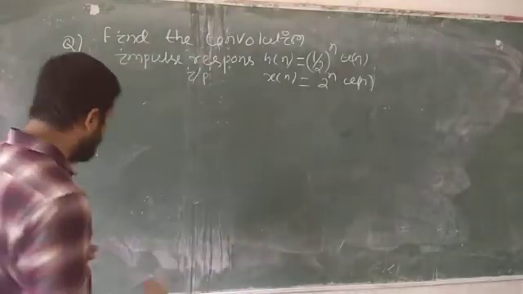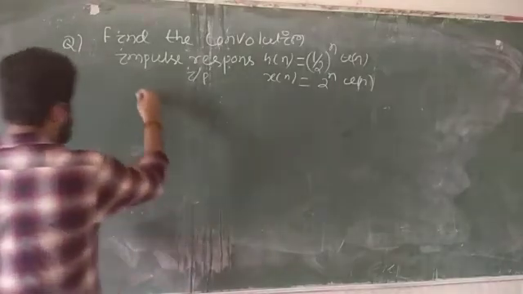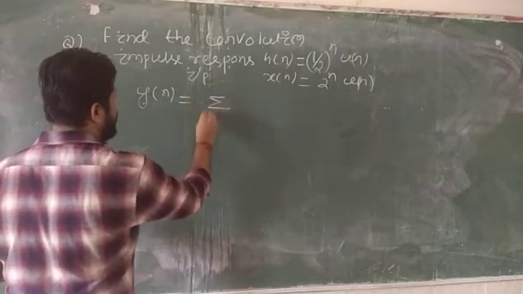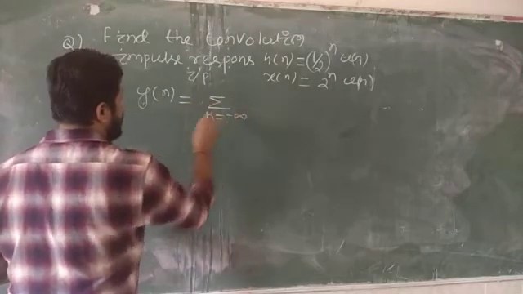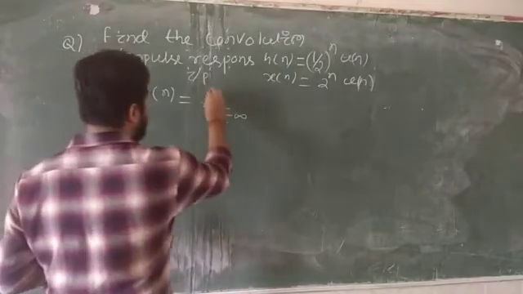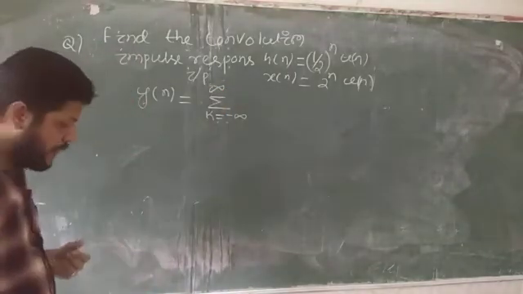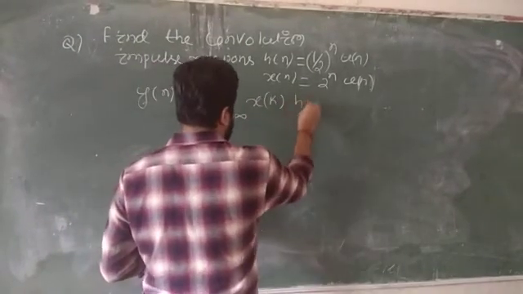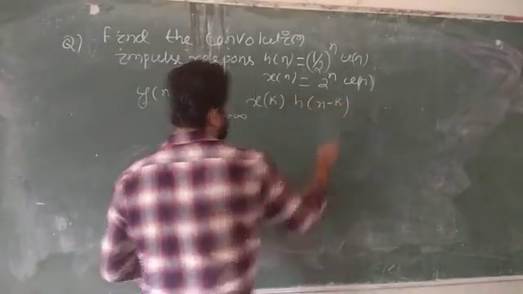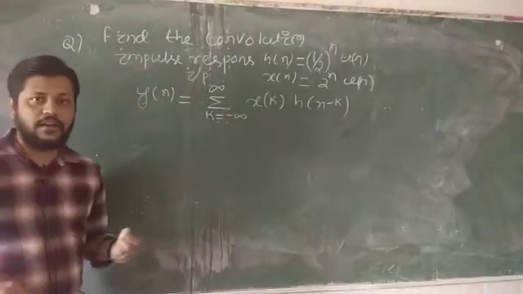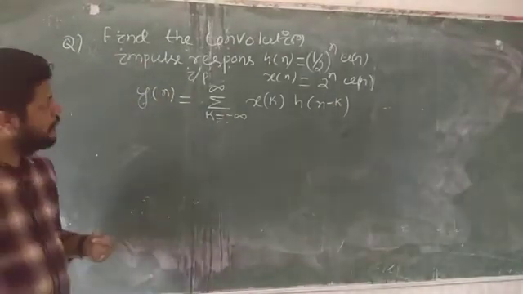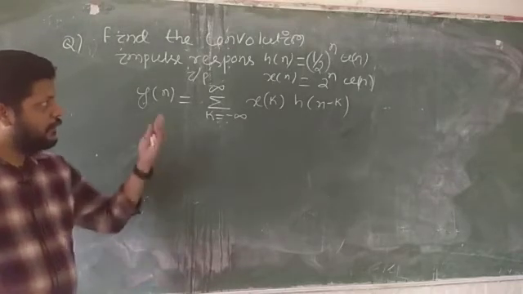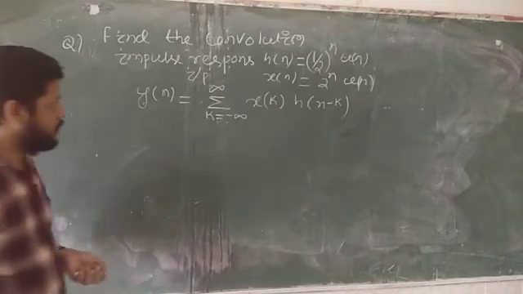So what is the definition of convolution? I have written in the last class, y of n is equal to the summation over k, where k is another variable, from k equal to minus infinity to infinity, of x of k h of n minus k. This is the definition. So we have x of n given. First of all we have to replace that with a variable k, and n is replaced by n minus k. So let's do that.